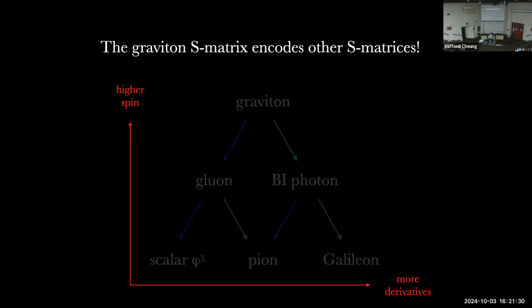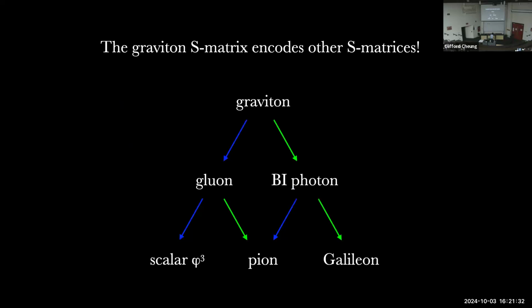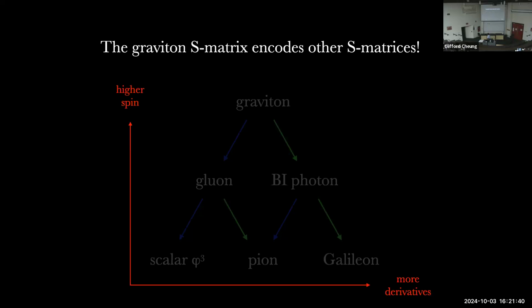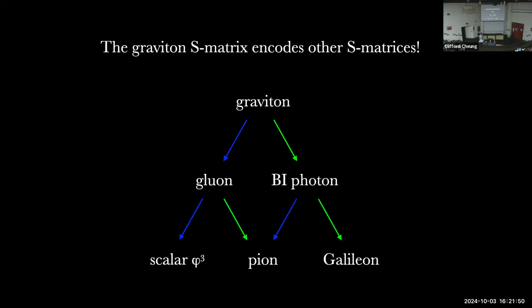I want to emphasize that the kind of unity that you're seeing here has nothing to do with grand unified theory. So you might sometimes hear about grand unified theories or string theory. This is not that type of unification, because this up-down direction is not energy. This is spin. And this left-right direction is just derivatives in the number of interactions. So this is not your kind of standard way of unifying things.